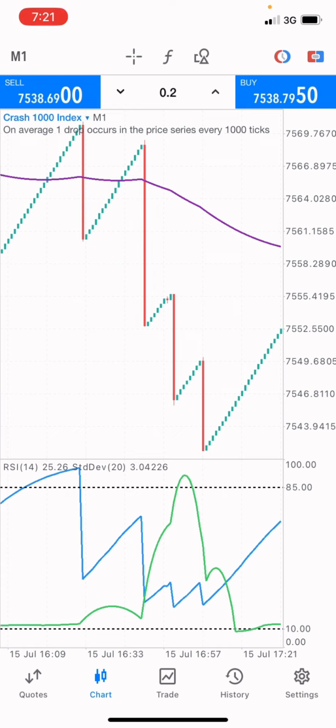Now the reason why we're taking 4 candles is because with this strategy, we're going to be using patience. When you're trading on Crash and Boom, you require patience, or the market is going to crash on you.